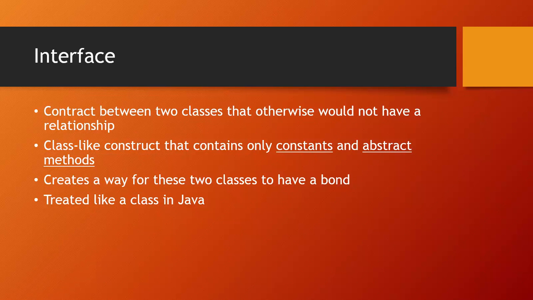And what it does is create a way for two unrelated classes to have a bond. Again, a circle and a triangle can both have a calculation that calculates their area. We just have to do it a little bit differently. So we would have an abstract method that would have to be overridden. Now, an interface is treated just like a class in Java.